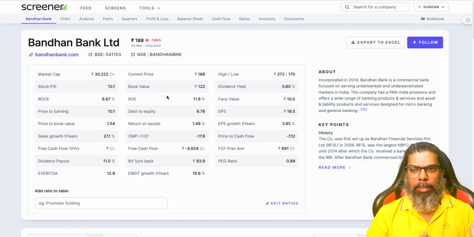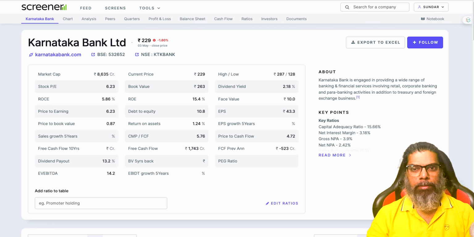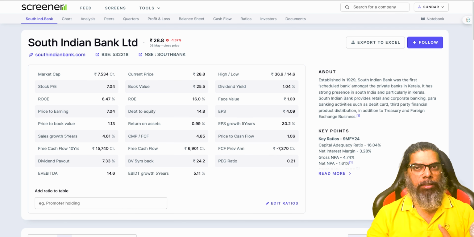Okay, so in that case, now you can compare. This is 1.54 and Karnataka Bank is 0.87, right? So Karnataka Bank is undervalued, Bandhan Bank is fairly priced. Now we'll check South Indian Bank. Book value is 25, current price is 28, and what is its price to book value? It's 1.13. It is more than 1.